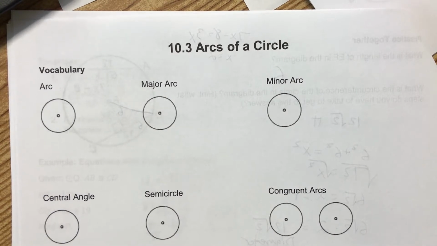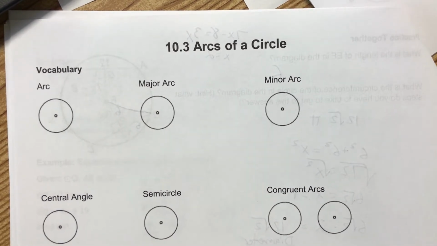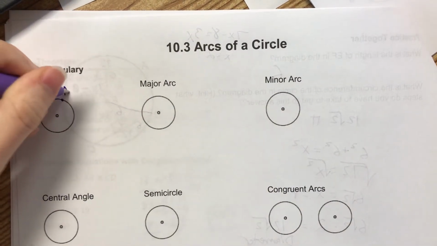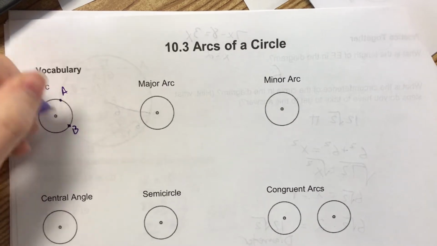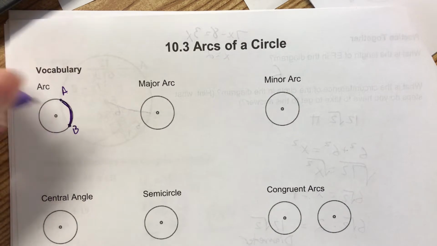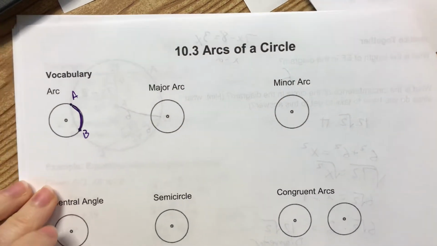Let me see if I can get a different color pen here. All right. So, for example, if I take 2 points on the end of my circle, so maybe A and B are 2 points on my circle, and I connect them like that, that's an arc. Okay, so an arc is a section of the edge.